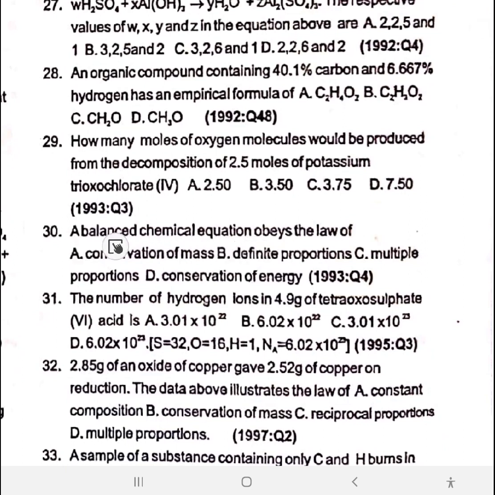A balanced chemical equation obeys the law of, I'd like you to jot this down: a balanced chemical equation obeys the law of conservation of mass, while a correct chemical formula obeys the law of constant composition or definite proportion. So 30 is option A. We'll stop here, and the next video would continue from question 31.